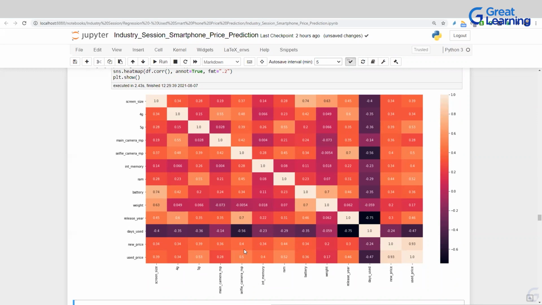The next best is between release year and selfie cam. So the more recent the phone, the higher the resolution of the selfie camera. And then there is 0.93 as well here, which is between new price and used price. So this was the first plot that we saw, right? 93% correlation between new price and old price. So the most significant factor that influences the price of a used smartphone is going to be the price of a new phone of that same make and model.